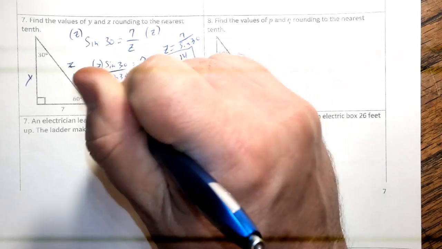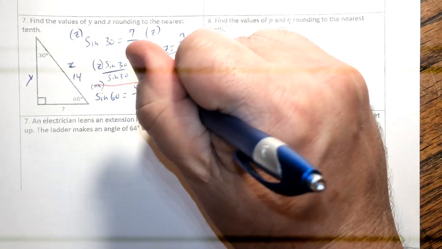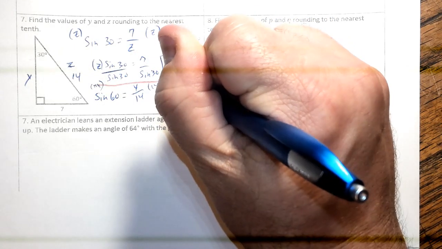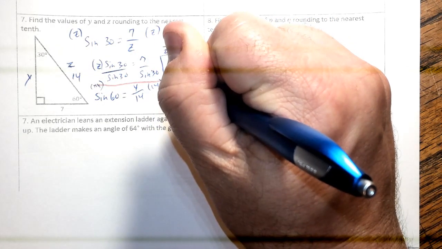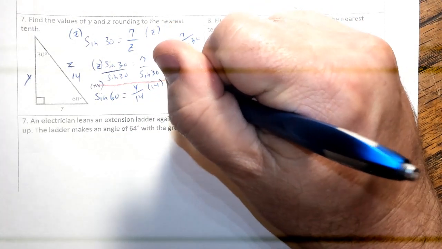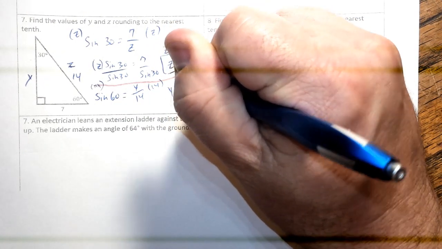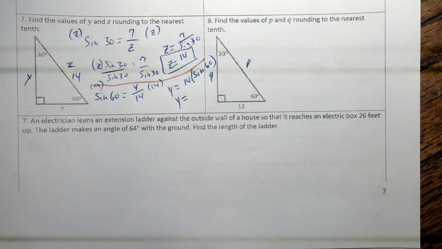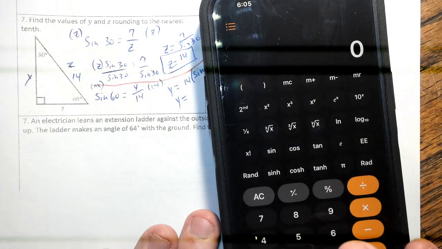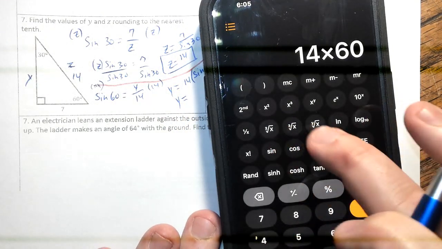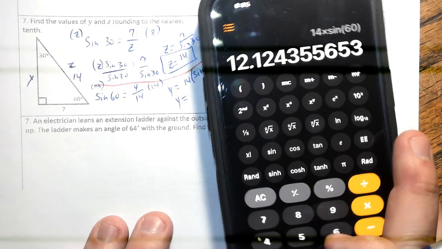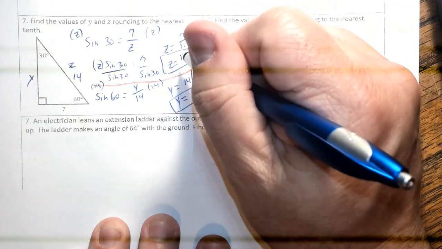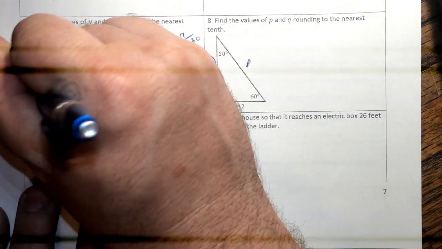We multiply both sides by 14. Y equals, let's see, is that right? Oh yeah, I did it different before, sorry. Yeah, so it's going to be 14 times sine 60. So 14 times sine 60 equals 12.12 or 12.1, we're going to round down. All right. So Z was 14, Y was 12.1.